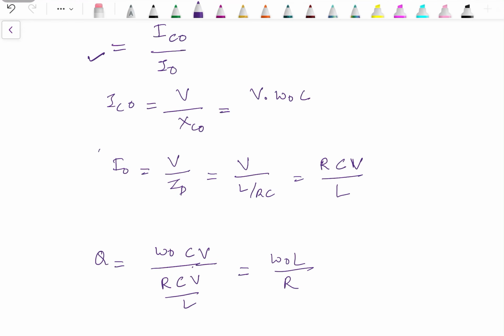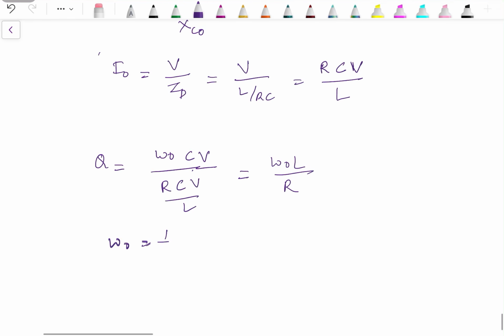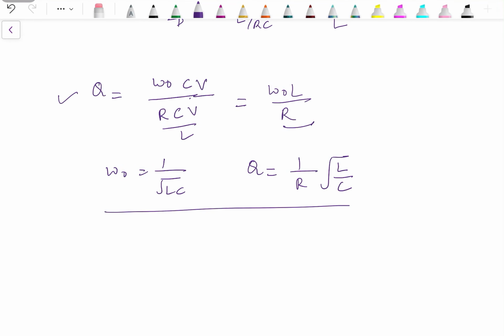which is the same as in case of series resonance. And if we use omega naught as 1 by root LC, then the quality factor becomes 1 by R root LC. We will get the same value of quality factor even if we write it as IL naught by I naught. You will get the same expression of quality factor. In the next video, I will take the numerical problems based on series and parallel resonance. Thanks for watching the video.